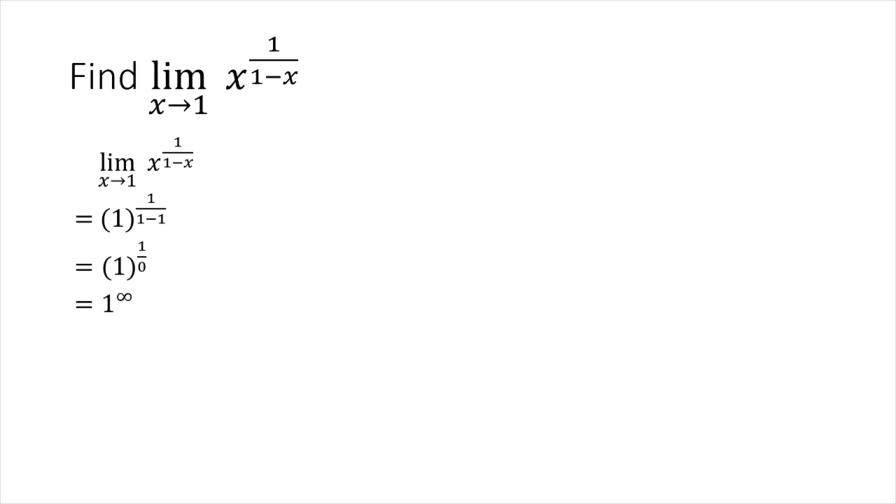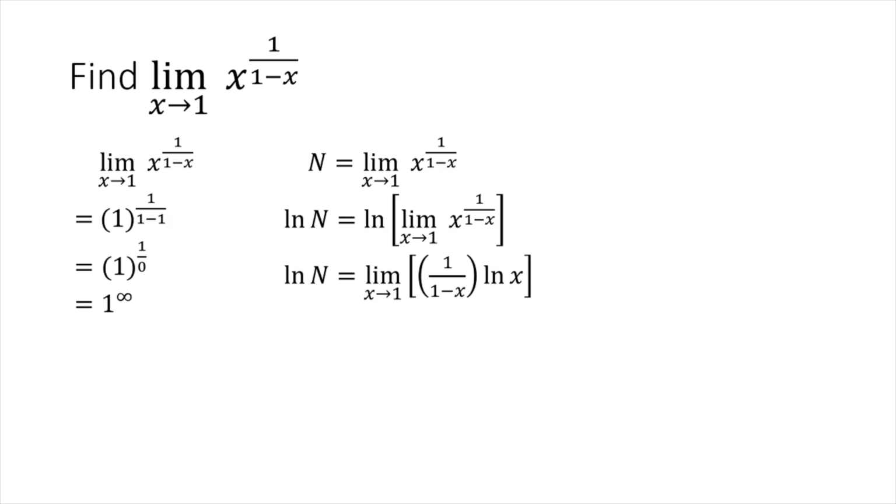Okay, so let's apply the technique discussed earlier. Let's start by equating the given limit to n. Okay, this can be any other variable. All right, we just usually use n, and then take the natural logarithm of both sides of the equation. This will give us ln of n equals ln of the limit as x approaches 1 of x raised to 1 over 1 minus x. Okay, rewrite the equation, apply the power property for logarithmic functions. This will give us ln of n equals limit as x approaches 1 of the quantity 1 over 1 minus x times ln of x. Okay, and then let's check if this will give us an indeterminate form.